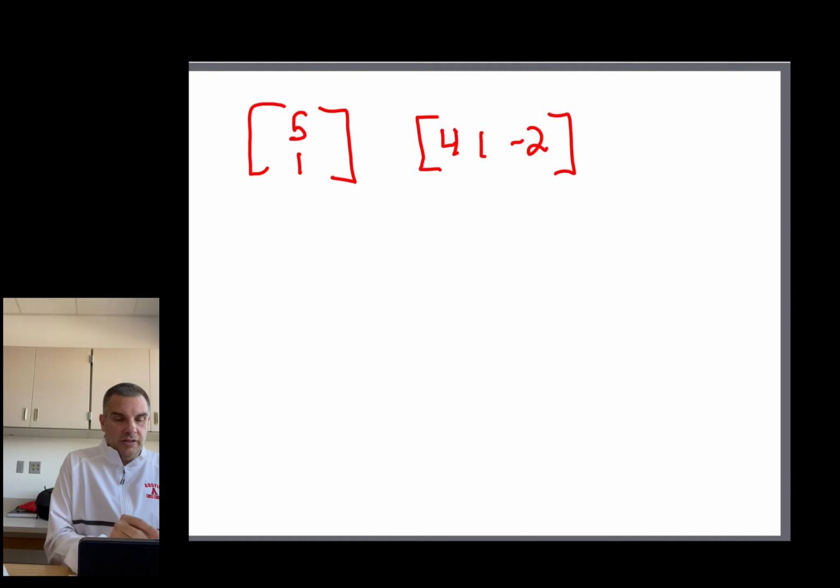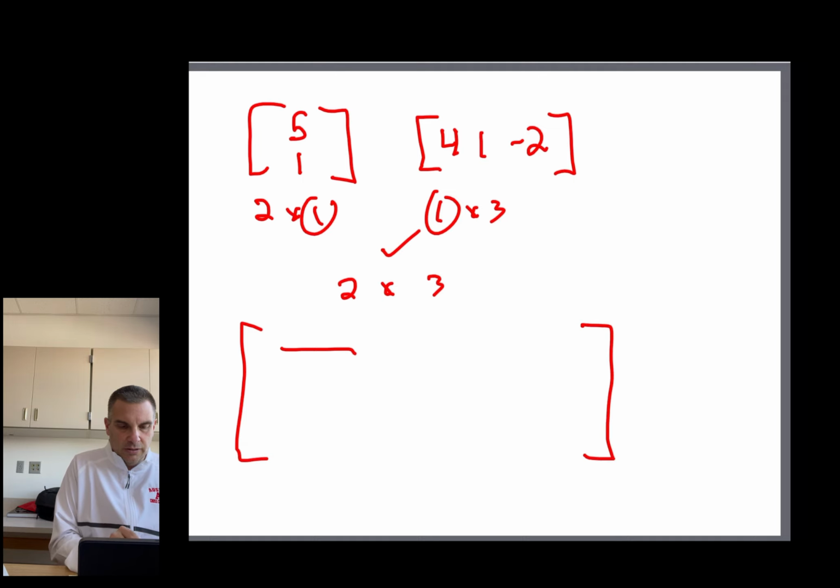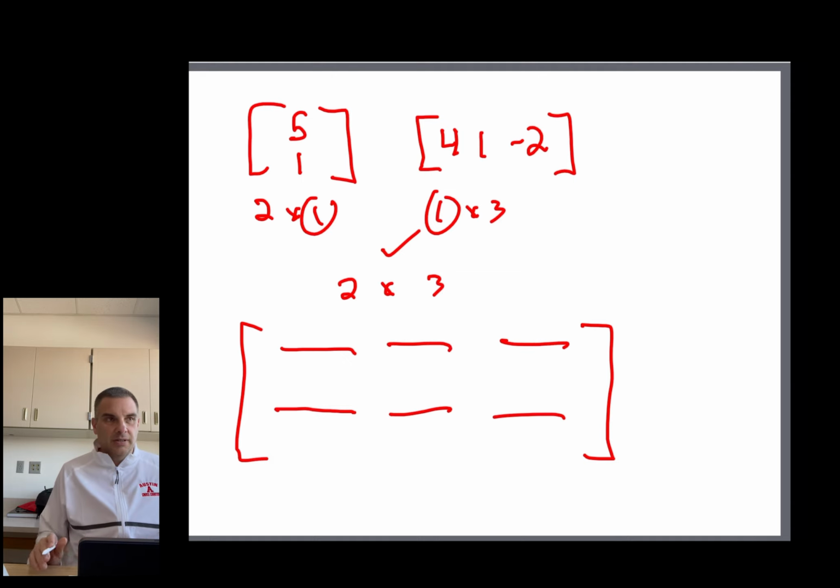Okay, so we've done the check with this one. We've already said that this is a 2 by 1, and this is a 1 by 3. So these two are the same, so that checks off. Our new matrix is going to be a 2 by 3. So I'm going to go ahead and draw a 2 by 3. So it's got 2 rows and 3 columns. So it's going to look something like this. And now remember, it's rows times columns. So first row, first column. What's in the first row and the first column? 5 times 4. So that's what this is going to be.